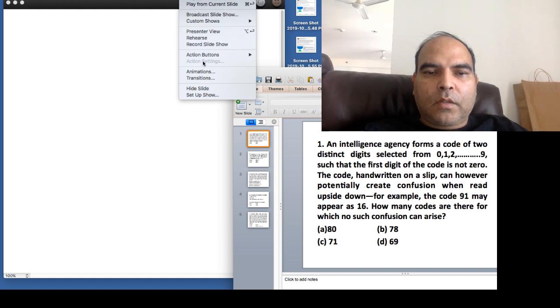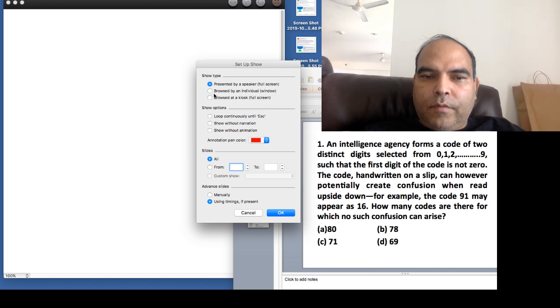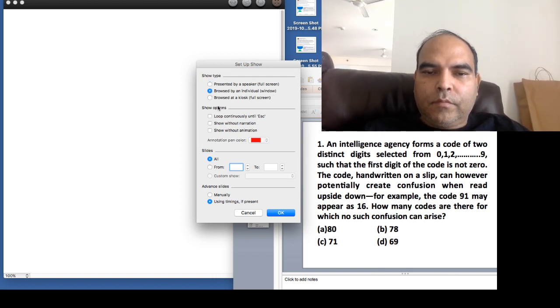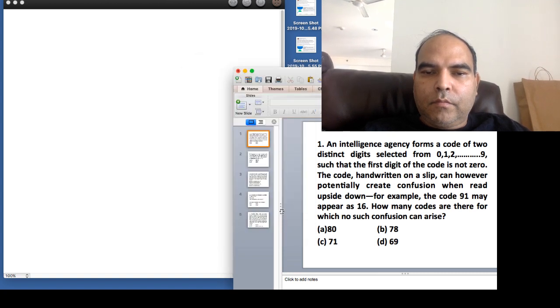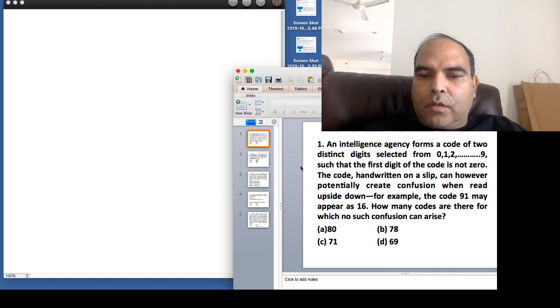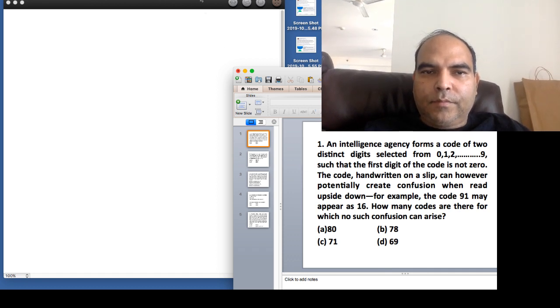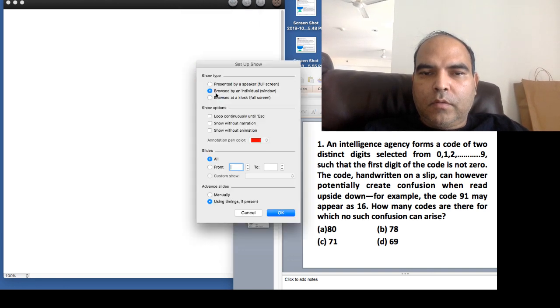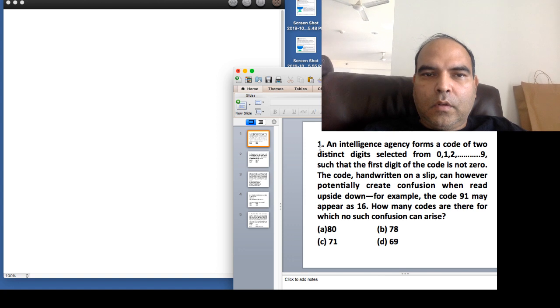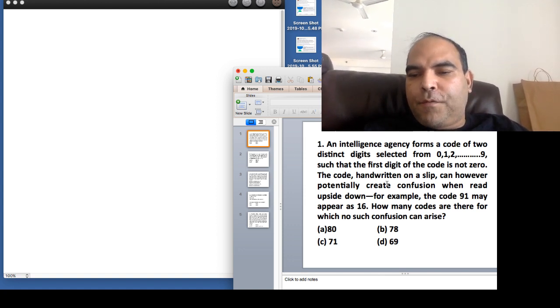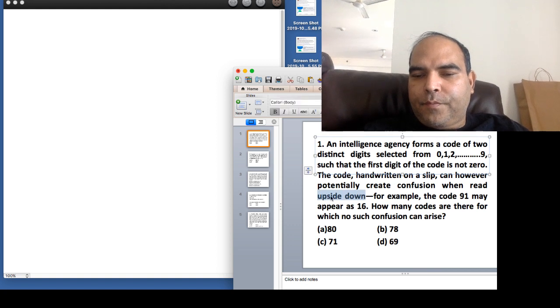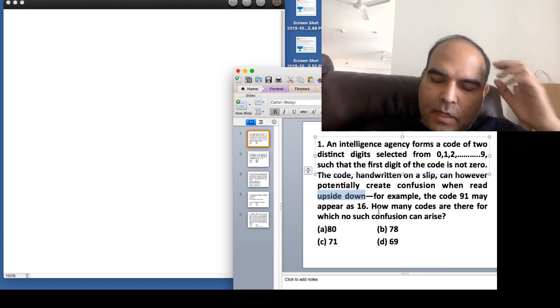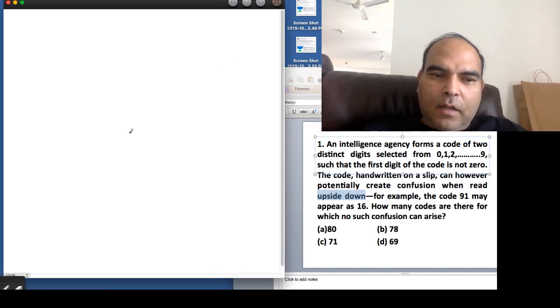The code handwritten on a slip can potentially create confusion when read upside down. For example, the code 91 may appear as 16. So let's make sense of that.